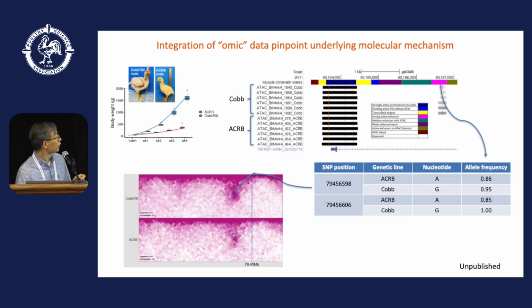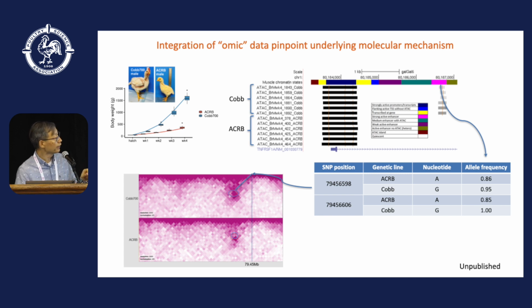For the last example, I'd like to give a specific example of another technique we can utilize. People are familiar with the COP line and a random-mating population of birds. If you look at the body weight, you can see significant differences across the four weeks of age. When we raise them together, we look at their promoters in the muscle tissues at four weeks. You will see across all of those individuals they have a strong promoter, but if you look at the enhancer, you will find the enhancer only appears in the COP birds, not in the ACRB birds. If we look at that specific region, we find they have a totally different allele frequency.